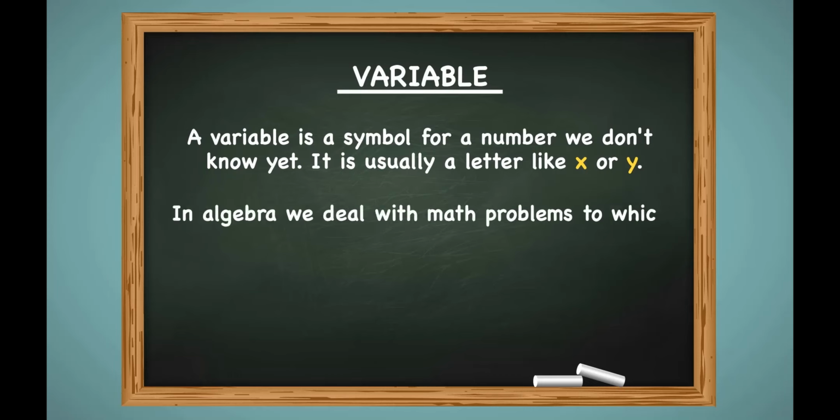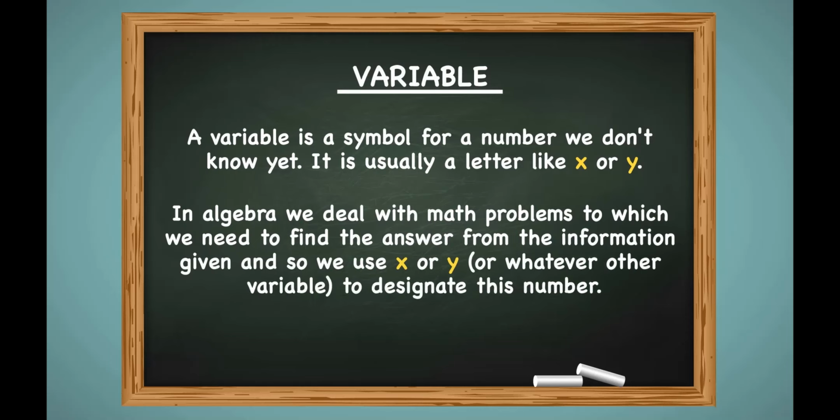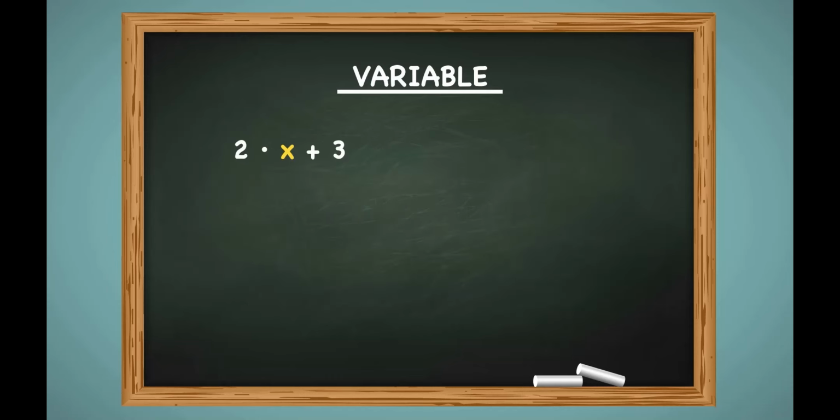In algebra, we deal with math problems to which we need to find the answer from the information given, like in the balance scale puzzle. And so we use x or y or whatever other variable to designate this number. Since we don't know what the answer is beforehand, we use a letter instead of a number to keep track of it. For example, take the equation 2 times x plus 3 times x equals 5 times x.